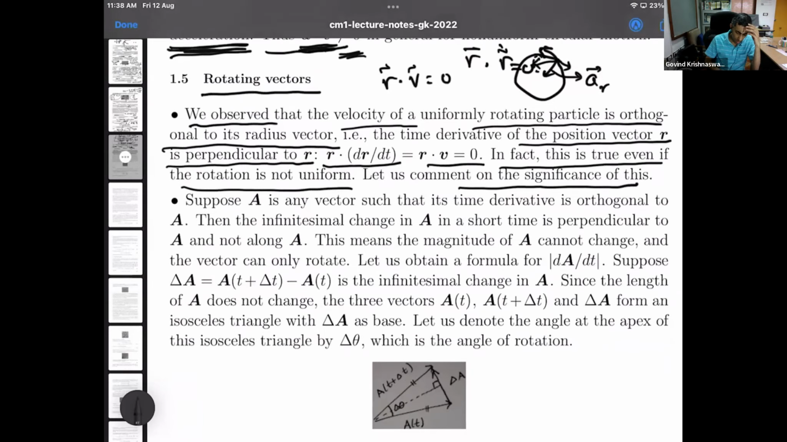So suppose a vector A. By the way, this brief discussion is also covered in the book by Kleppner and Kolenkow. So if you wish, you can have a look there as well. Suppose A is any vector such that its time derivative is orthogonal to A. So that we want to expand our setup a little bit. This need not be the position vector, simply some vector associated to the particle's dynamics. But it has the property that it is orthogonal to its time derivative.